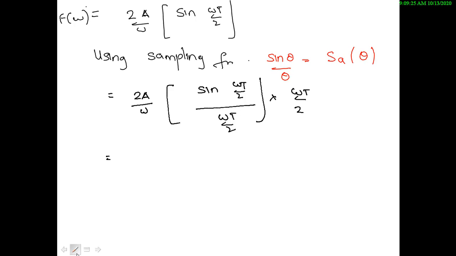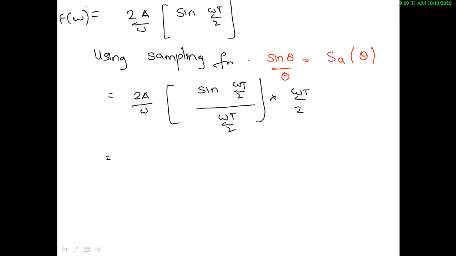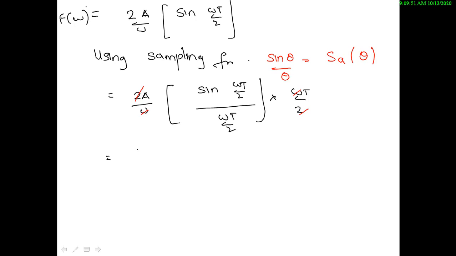Let me cancel the terms which can be cancelled. Over here we have 2A, over here we have 2, this 2 will go, this omega and this omega will go. So the left over terms are T and A. So I'll just write it. This is A T and this is now sine omega T by 2 by omega T by 2. So I can write this as the sampling function of omega T by 2.